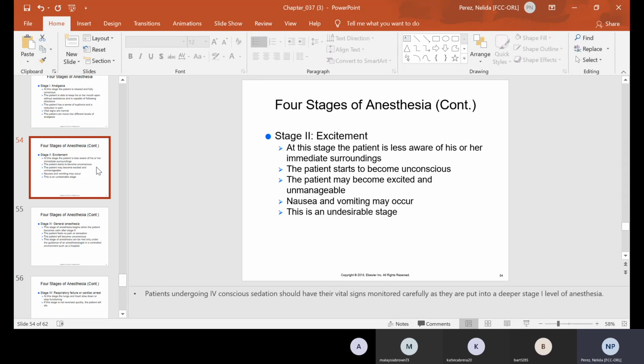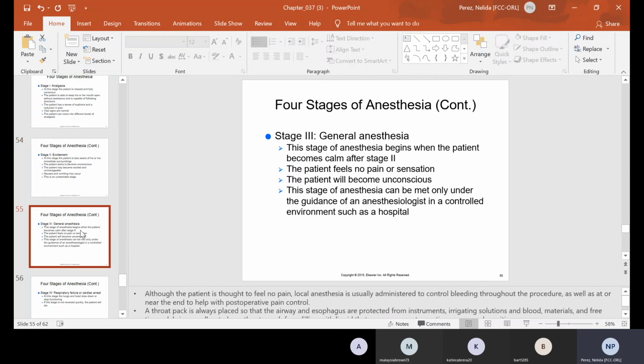Stage 2, they start getting that excitement stage. At this stage, the patient is less aware of his or her immediate surroundings. They start to become unconscious. They may become excited and unmanageable. Nausea and vomiting may occur, and this is the undesirable stage. So stage 2 is the stage that you want to go quickly.